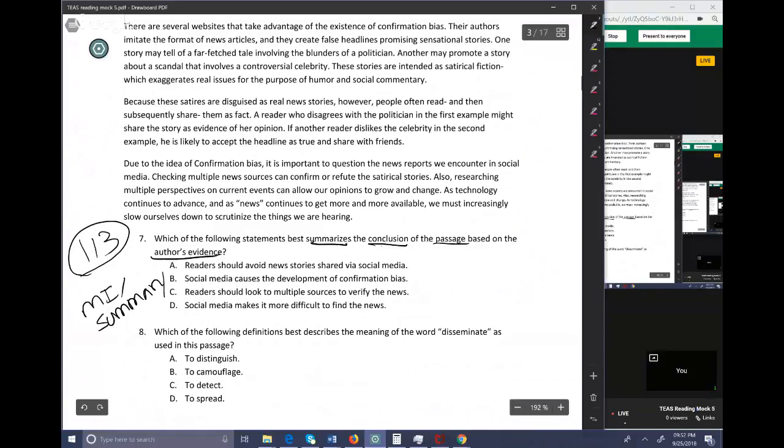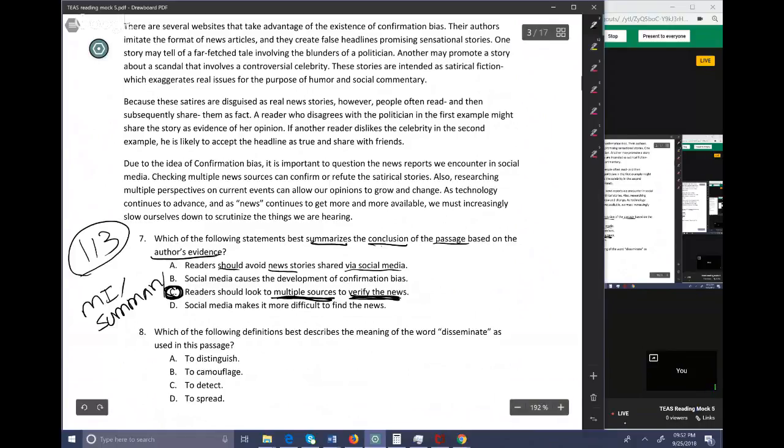And this one's going to be C, which says readers should look to multiple sources to verify the news. That doesn't jump out as, whoa, that's perfect. The second that you read it, it looks okay. It looks like it is in line with what the author thinks, but none of the other answers work at all. So A says readers should avoid news stories shared via social media. That's too strongly opinionated. You can't summarize the conclusion that the author made by saying you should avoid social media news completely. That's not what they said.